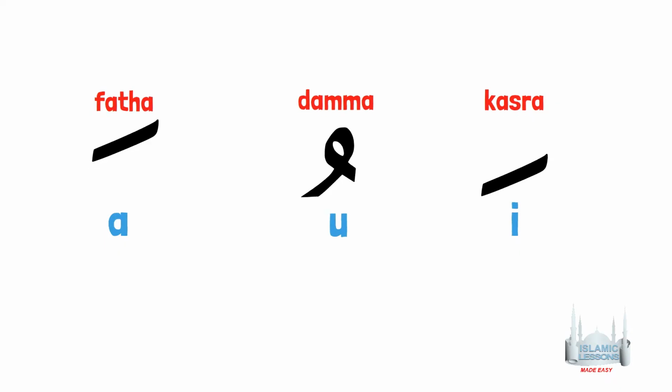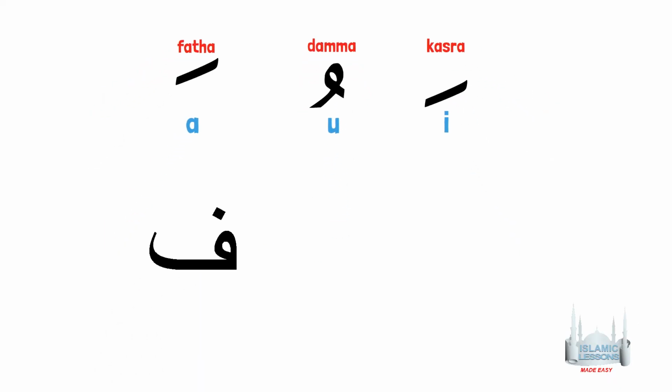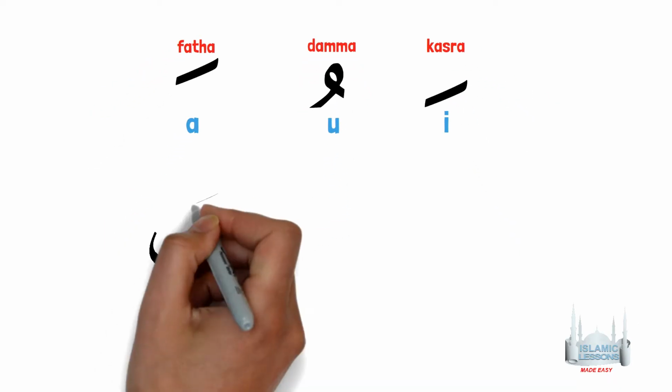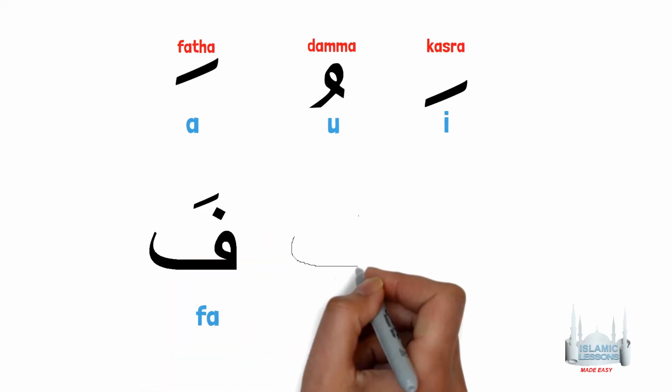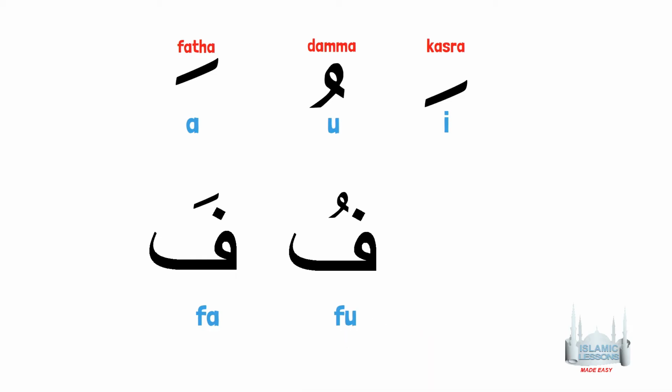makes an I sound. For example, this letter is fa. With a fatha, it is pronounced as fa. With a dhamma, it is fu. And with a kasra, it is fi.